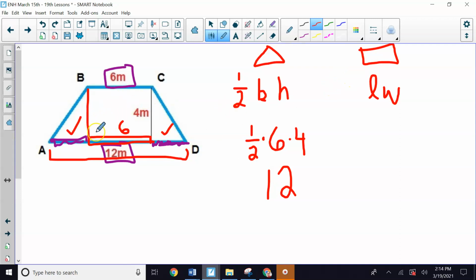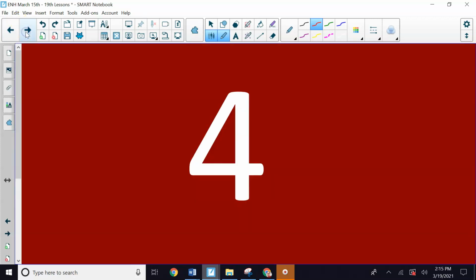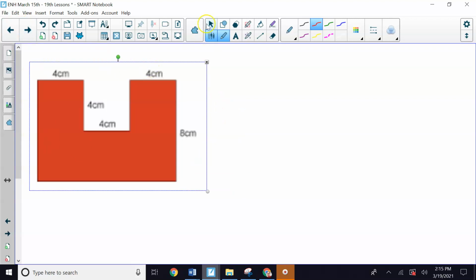Now the rectangle, 6 times 4, length times width, and that's 24. So put those 2 together. We add those, and we end up with 36 square meters. 36 square meters. All right, our next problem looks like this.